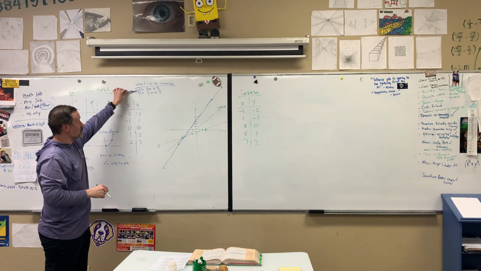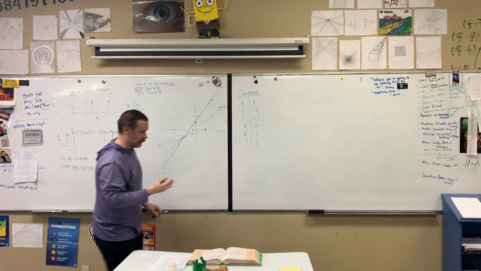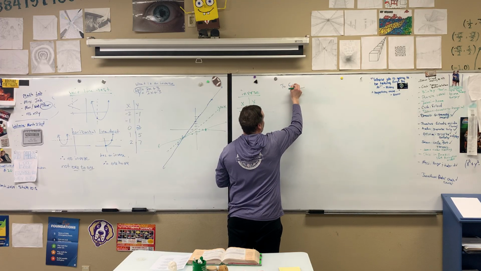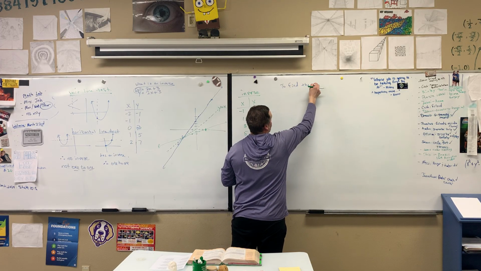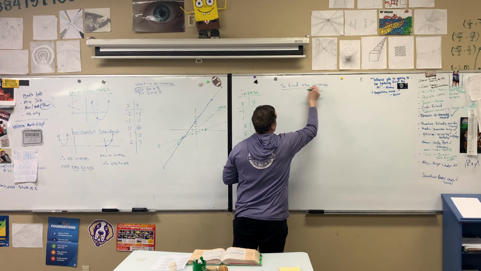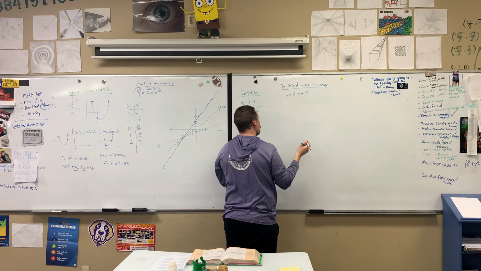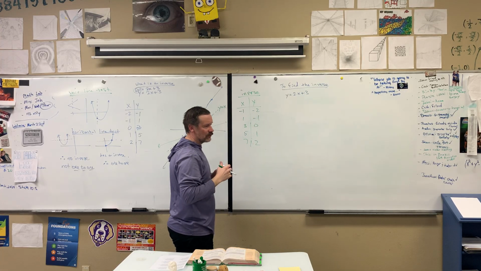If this is our function, step 1 is put it as y equals 2x plus 3. So this is to find the inverse, if it has one. To find the inverse, I'm going to make it y equals 2x plus 3. And then there's two different routes to go. It doesn't actually matter too much.